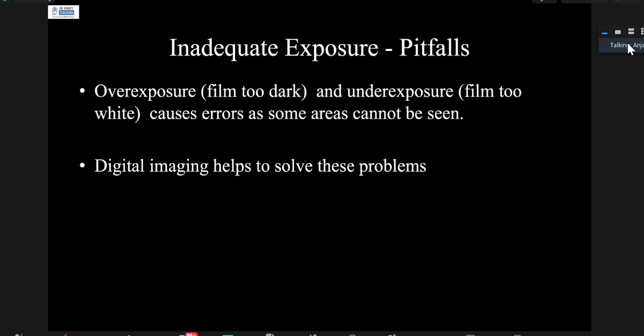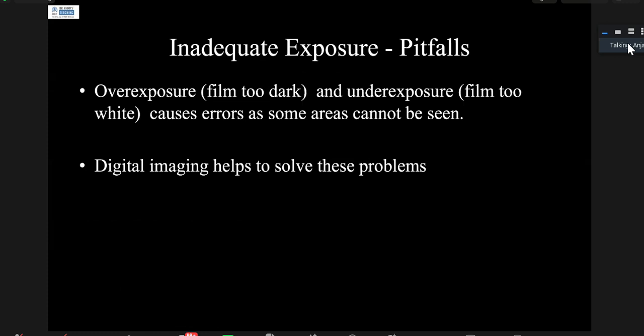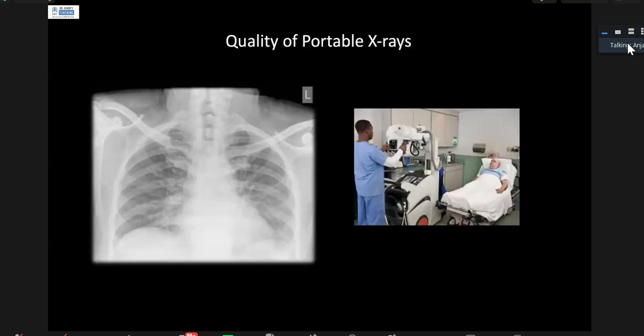So what are the pitfalls? Over-penetration, the film too dark, and under-penetration, they both can cause errors because they can mask certain areas, they can mask certain pathologies. Like I said before, digital imaging to a certain extent has helped to solve these problems. Now, a brief note about the quality of portable X-rays.